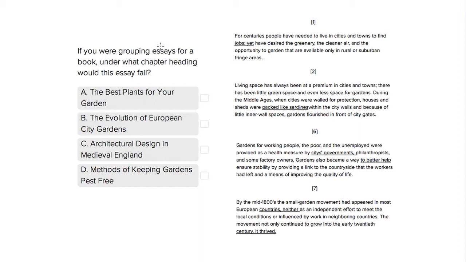The question is asking us, if we had a book of essays, what chapter heading would this essay fall under? So basically it's asking us, what's the general theme of this essay? I've reproduced part of the essay here, and let's look at it.